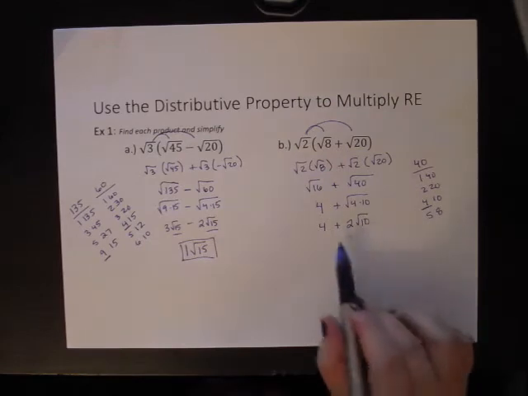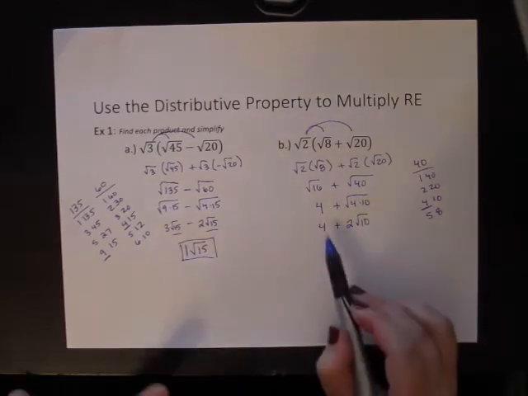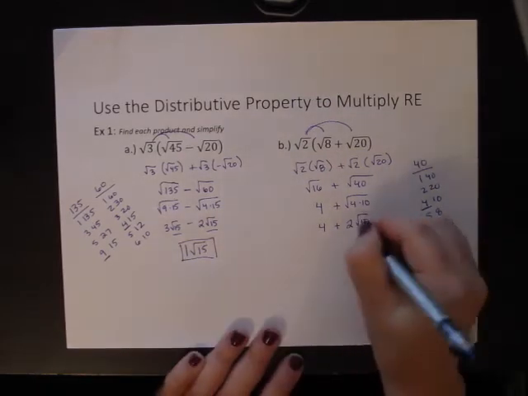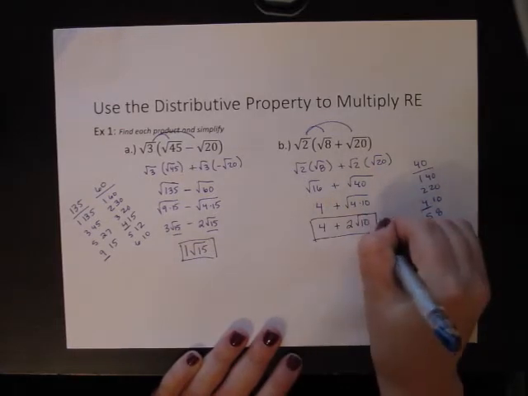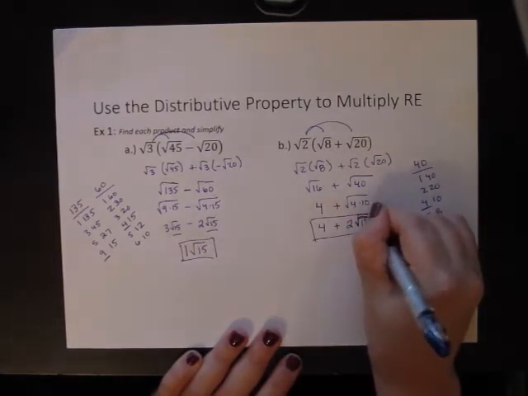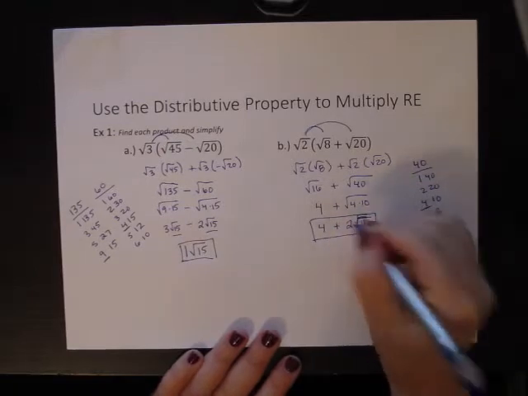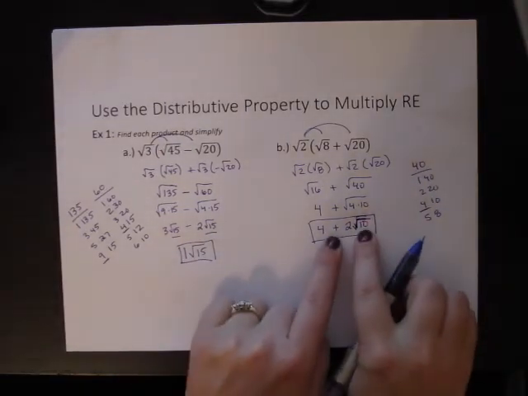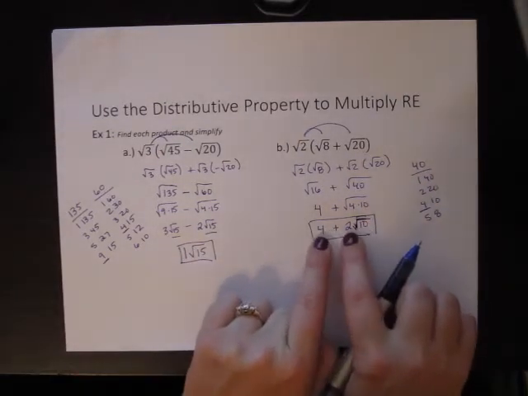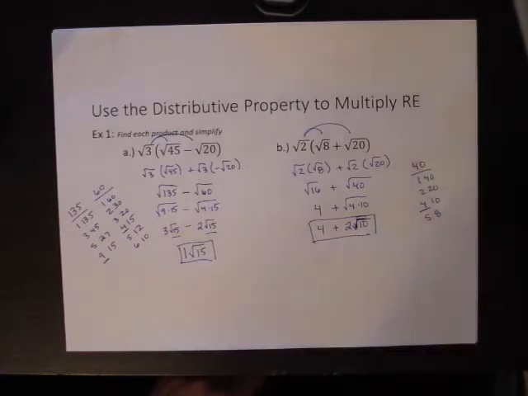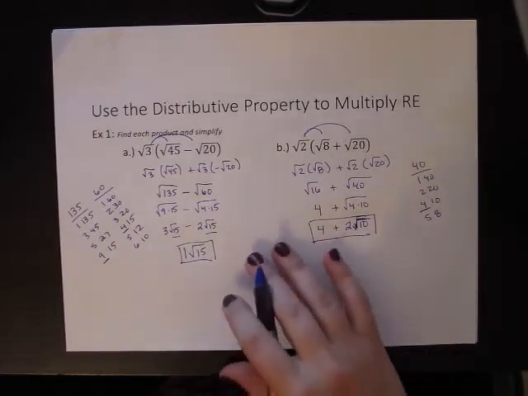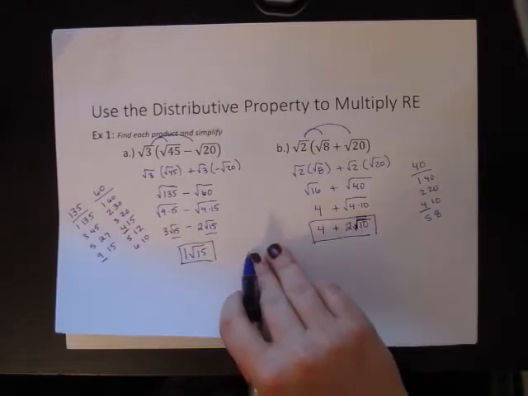Next thing I look at, are my radicals the same? No, because this one doesn't even have a radical. So this is as far as I could take it. The common mistake that I see here is that people will try to go 4 plus 2, but you can't do that because your radicals aren't the same. They must be the same in order to combine like terms. Okay, so this is the distributive property. Hopefully you feel pretty comfortable with it.